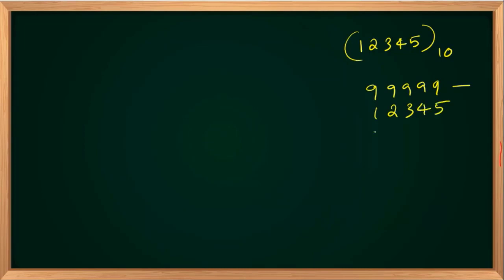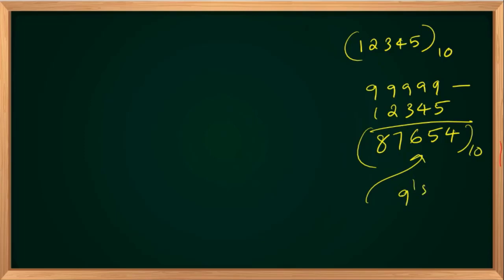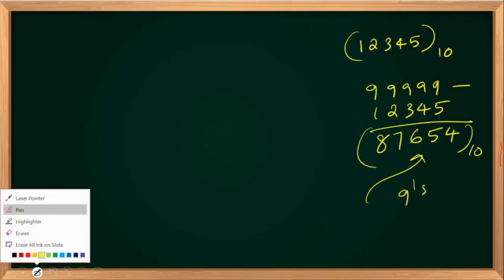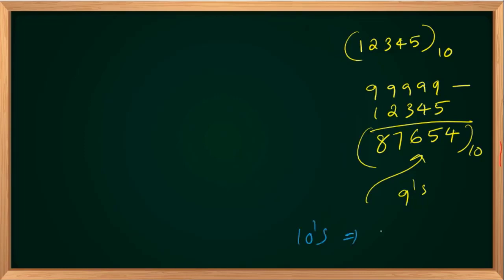So let me have one more example. The 9's complement of 1, 2, 3, 4, 5, base 10. The 9's complement will be 9, 9, 9, 9, 9 minus the number digit-wise. 9 minus 5 is 4, 9 minus 4 is 5, 9 minus 3 is 6, 9 minus 2 is 7, 9 minus 1 is 8. That is the 9's complement in decimal. If you're adding 1, you will get the 10's complement. So the 10's complement will be 87655 decimal.